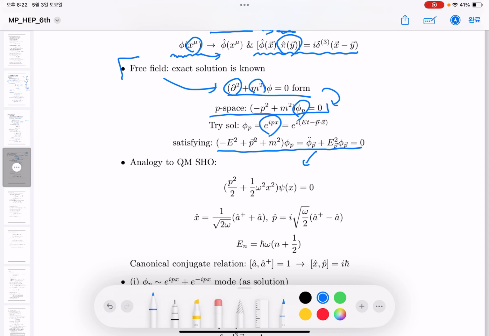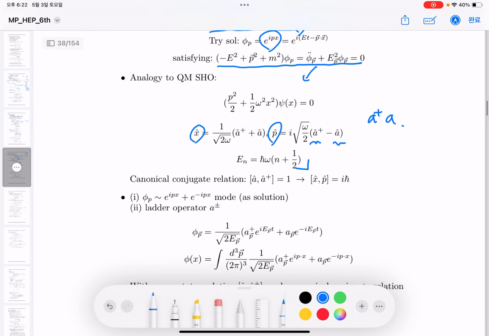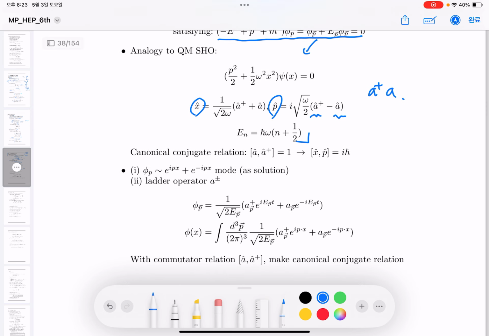Such equations of motion are very analogous to the quantum harmonic oscillator, which can be defined with the creation operator and annihilation operator. The operators x and p are rewritten with the creation and annihilation operators a dagger and a, and the energy eigenvalues are quantized here. Similarly, we can construct the field operator phi of x.